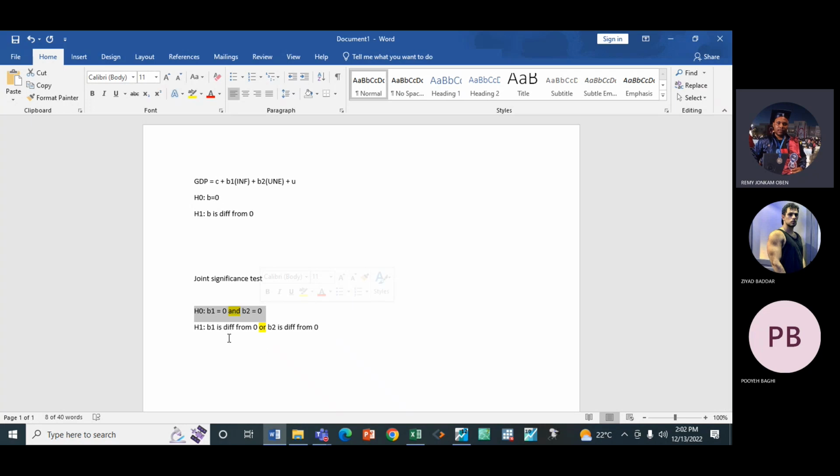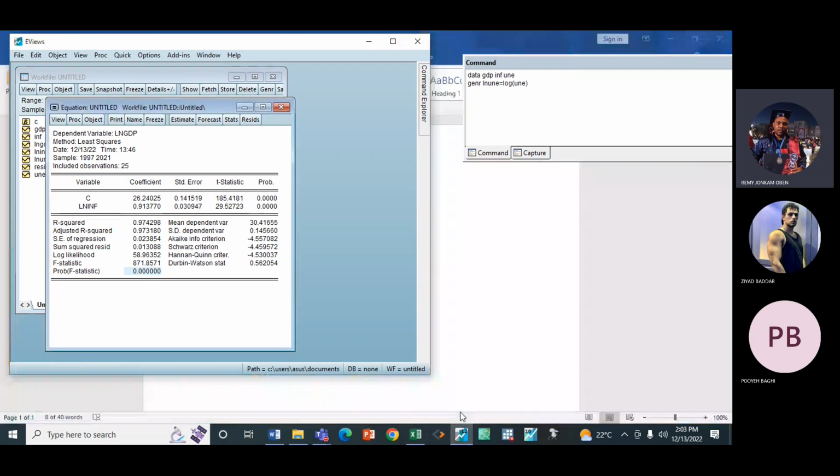You understand? So if your F-test tells you that your coefficients are jointly significant, it means your model is of best fit. It fits the data well. But if you cannot reject this null, which means that the coefficients are jointly insignificant, it means your model is not of best fit. So the model does not fit the data, right? So that's how we interpret the F-statistic.